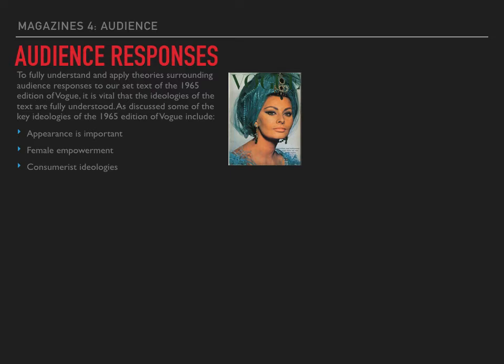So this is very brief and very succinct, but first of all, of course, this magazine, as all Vogue magazines do, champions appearance. The suggestion is that appearance is important, particularly in the fashion world, and that fashion is seen as an important pastime or hobby, or even something that people should pursue. The second ideology that we discussed, and this is based a lot on the context of the time, is one of female empowerment, even if this is potentially contradicted, and we'll have a look at that a little bit later. But female empowerment does seem to be one of the key messages of Vogue, even at this early 1965 time.